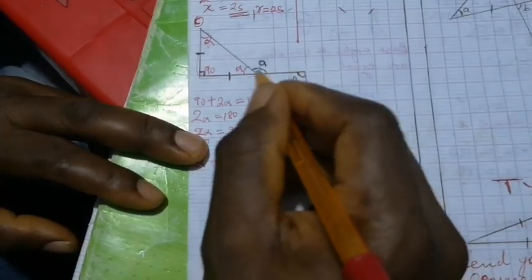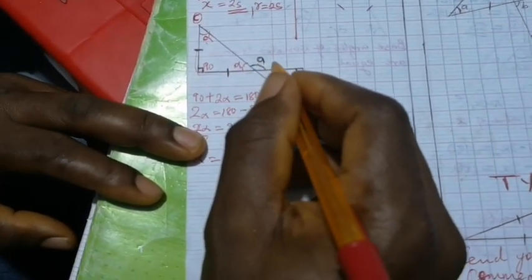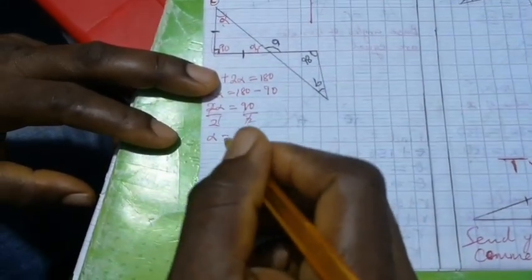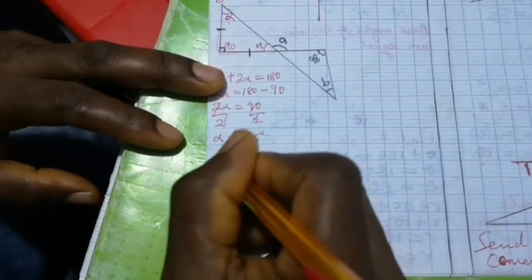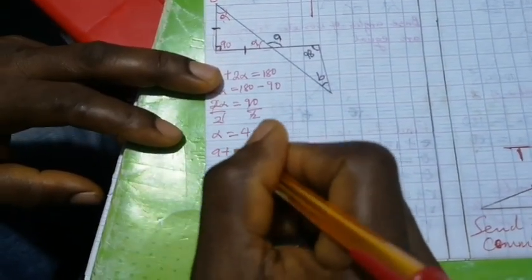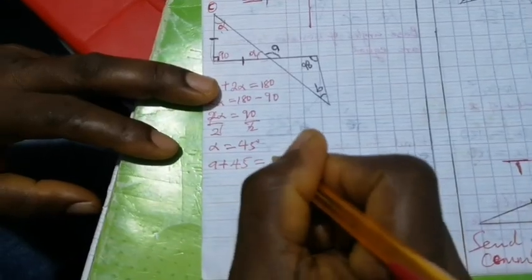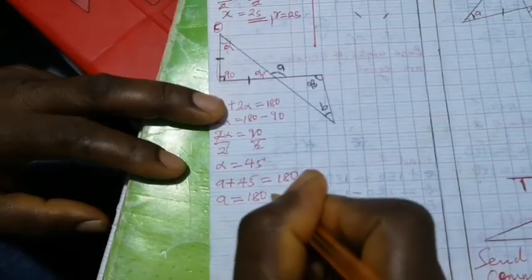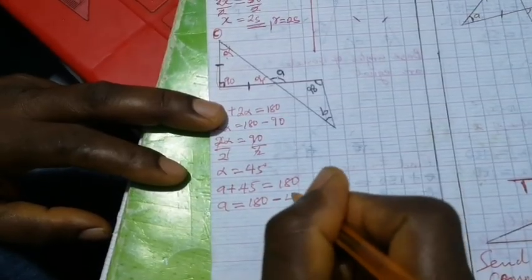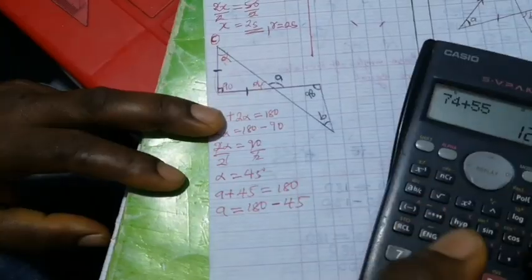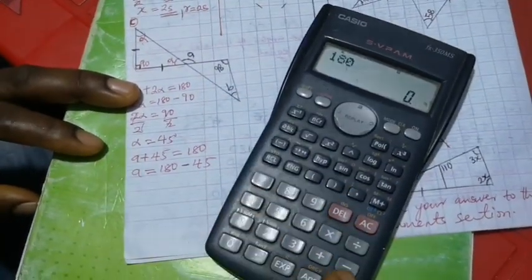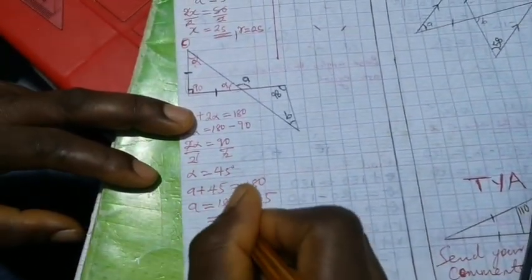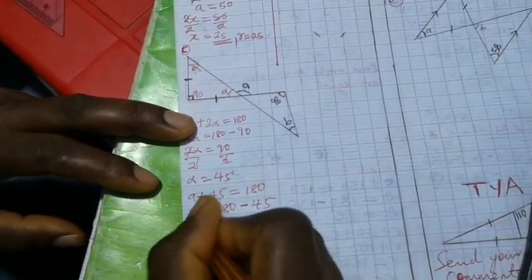Angles on a straight line. So alpha plus A sum up to 180 degrees. We can now say that A plus alpha, and alpha is 45 degrees, is equal to 180 degrees, so that only A will now be 180 degrees minus 45 degrees. 180 minus 45 will give you 135. So this is 135 degrees, that is A.